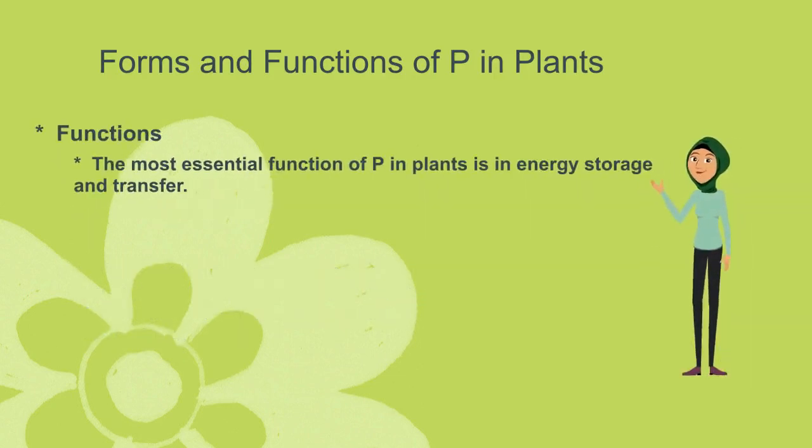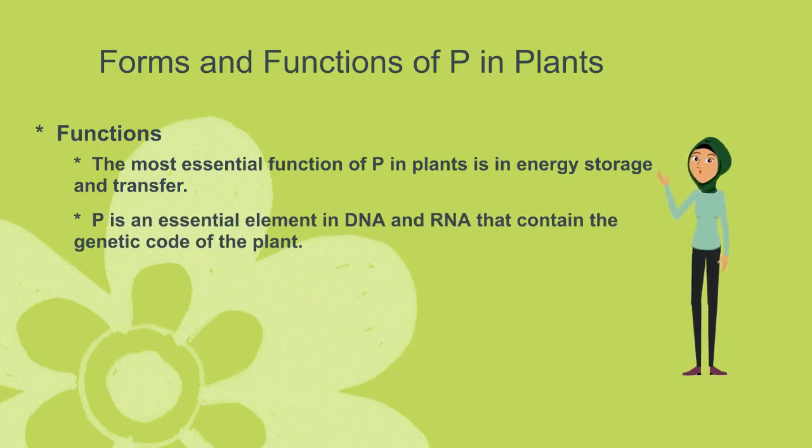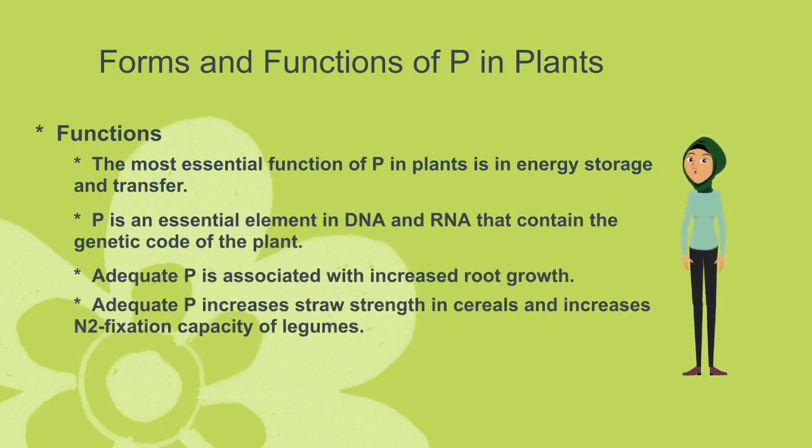The most essential function of P in plants is in energy storage and transfer. Phosphorylation is the transfer of energy-rich dihydrogen phosphate molecules from ADP to energy-requiring substances in the plant. P is an essential element in DNA and RNA that contain the genetic code of the plant. Adequate P is associated with increased root growth. Adequate P increases straw strength in cereals and increases N2 fixation capacity of legumes.